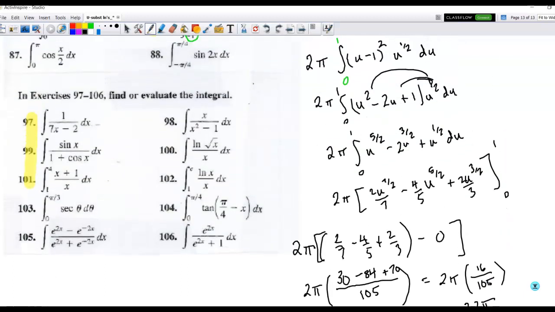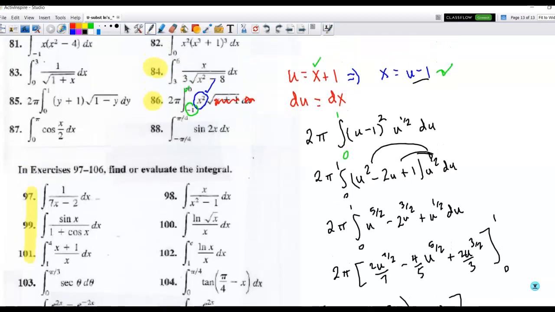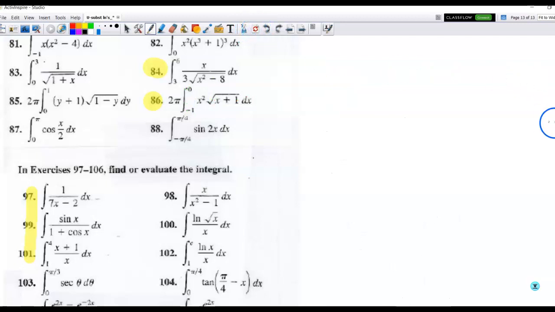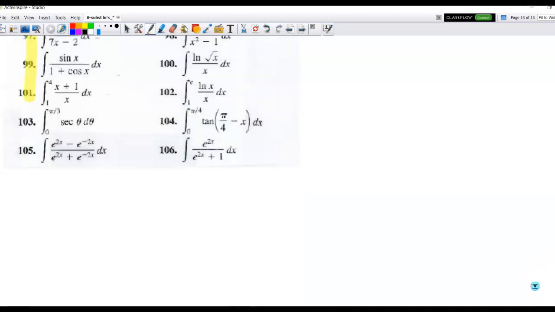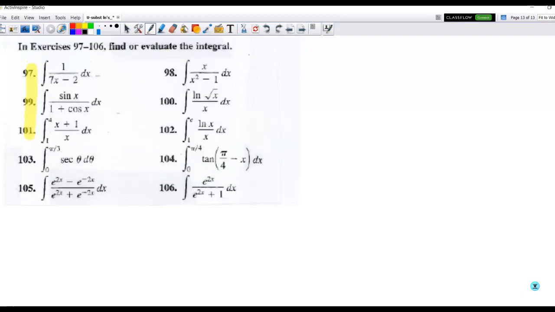Let's see what our next problem is. That was number 86. So now we're going to the next set of 97. So let's do a reset here, and slide this down and make myself some more paper here. All right, problem 97. We're back to indefinite integrals.